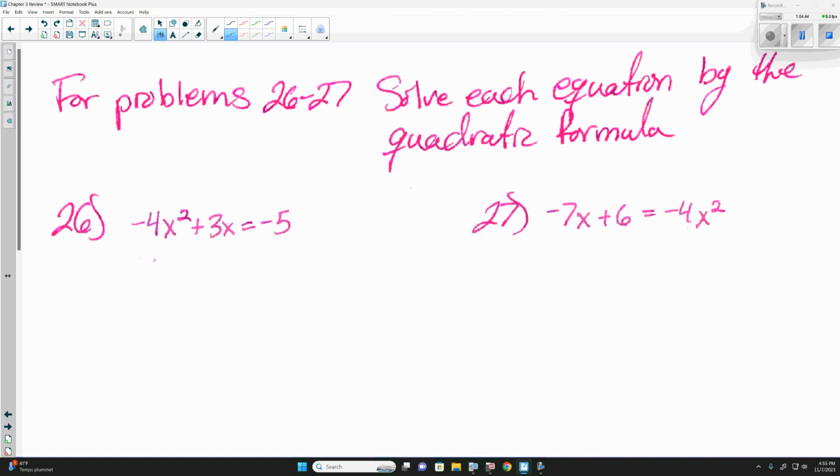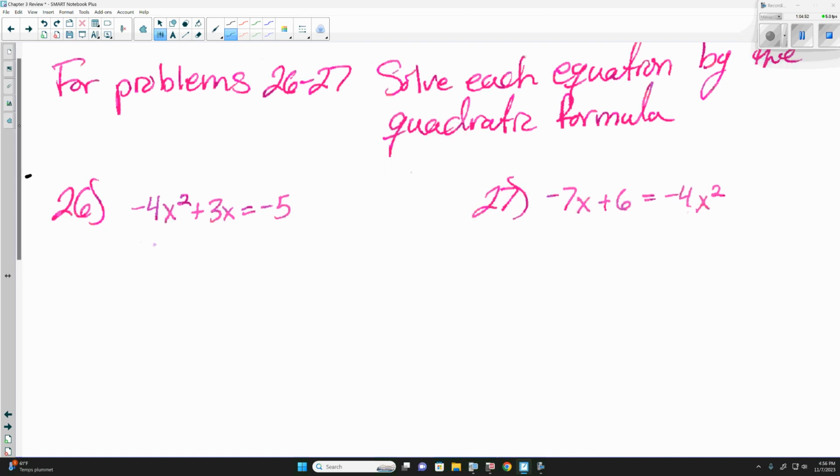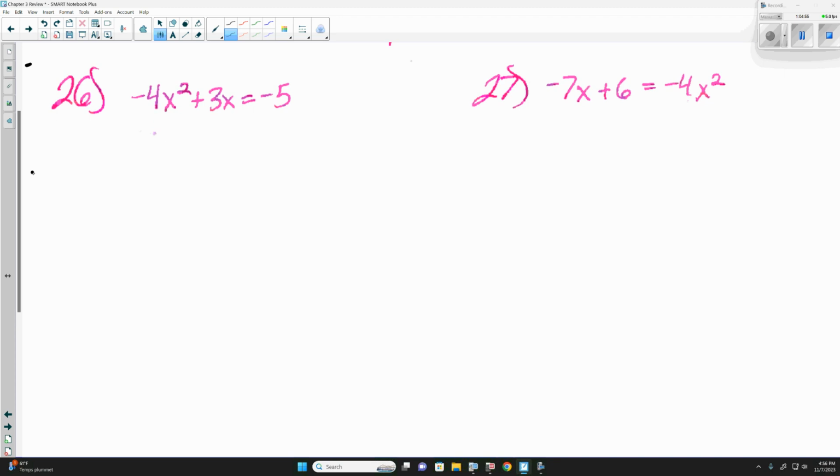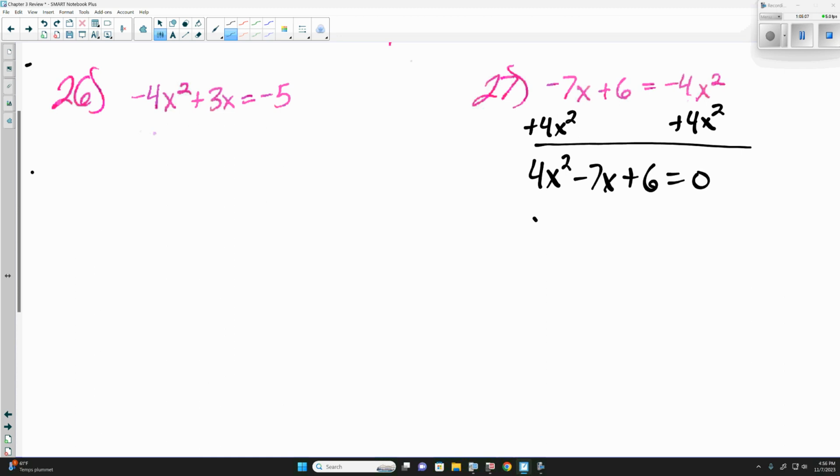Let's look at the next one. Negative 7x plus 6 is equal to negative 4x squared. Again, we need to get this equal to 0. So we're going to add 4x squared to both sides. And if we add 4x squared to both sides, we get 4x squared minus 7x plus 6 is equal to 0. Since the first term is positive, we don't have to do anything else to it.